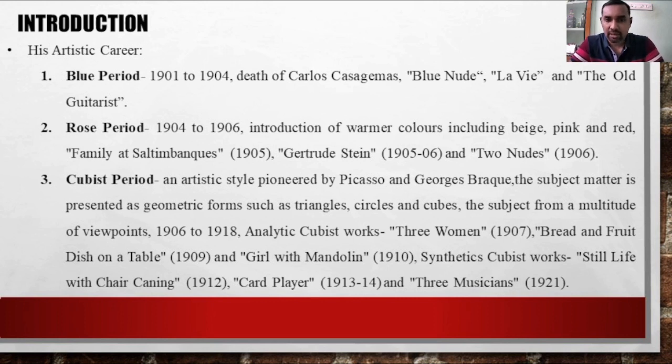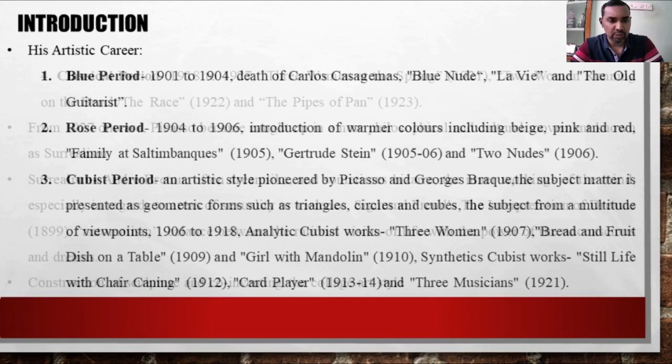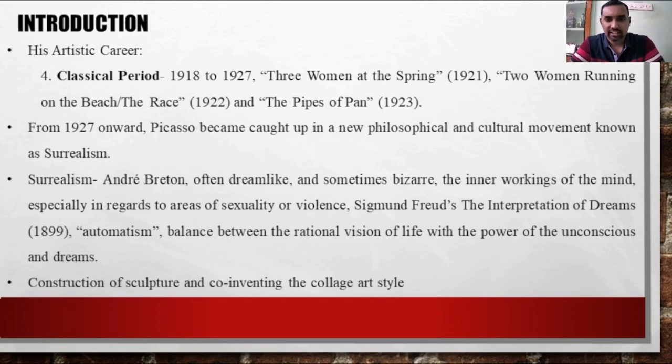The latter, which is termed synthetic Cubism, is generally considered to date from about 1912 to 1914 and is characterized by simpler shapes and brighter colors. So, we talked about Picasso's Blue Period, his Rose Period, and also the Cubist period. Now, let's move into the next period, which is termed the Classical Period.